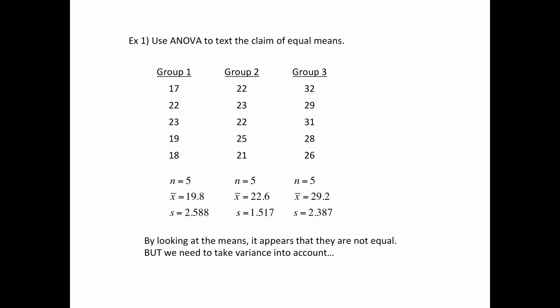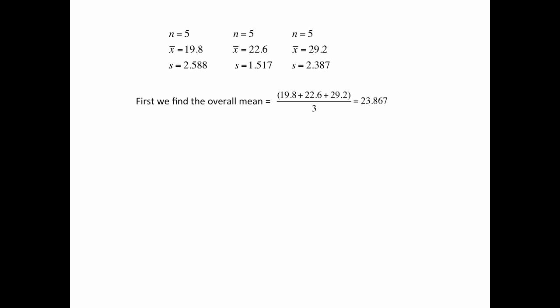Okay, and don't forget that variance is standard deviation squared, and it's just a way to measure variation. In plain English, we usually say the word variation. In statistics, we use the word variance. All right, so I just copied and pasted. There's the means and standard deviations.